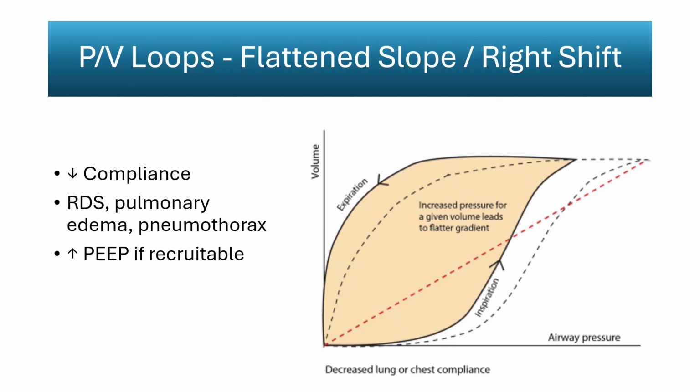A flattened inspiratory slope on the pressure-volume loop indicates that the lung is accepting very little volume for each increment of pressure. This pattern reflects decreased compliance. Instead of rising steeply as the lung fills, the inspiratory limb becomes shallow and elongated because the lung is stiff. More pressure is required to generate the same change in volume, so the loop shifts to the right. The entire inflation curve moves toward higher pressures because the system resists expansion throughout the breath. This rightward displacement is a fundamental sign of reduced distensibility.